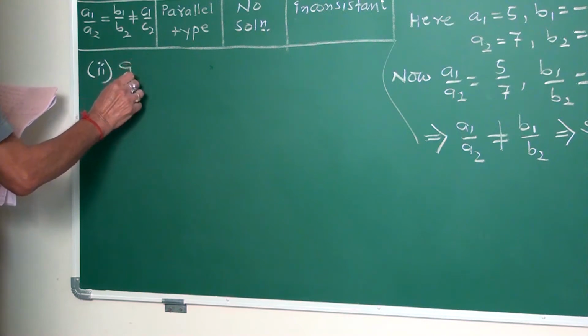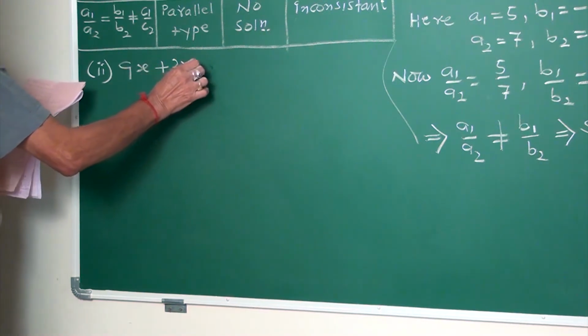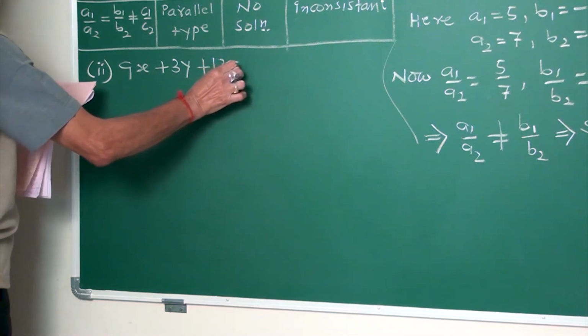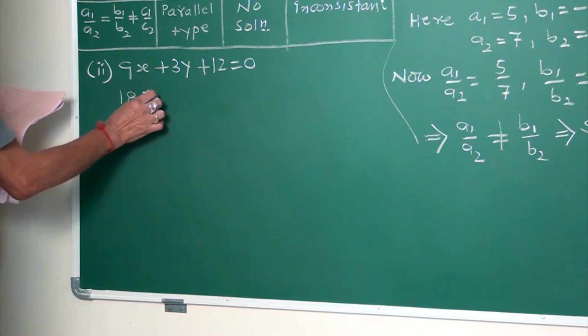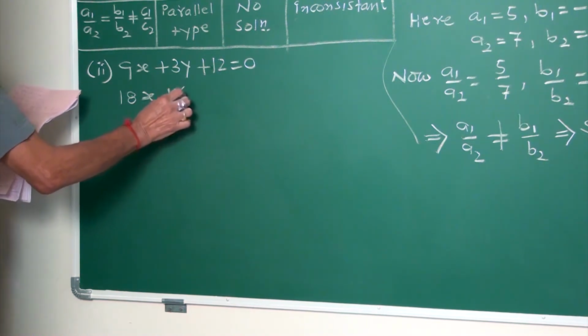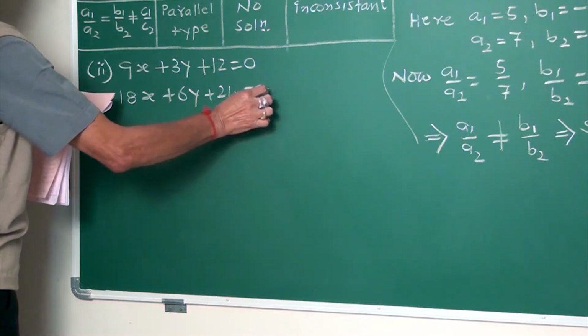Nine x plus 3y plus 12 equal to 0. Third one, 18x plus 6y plus 24 equal to 0.